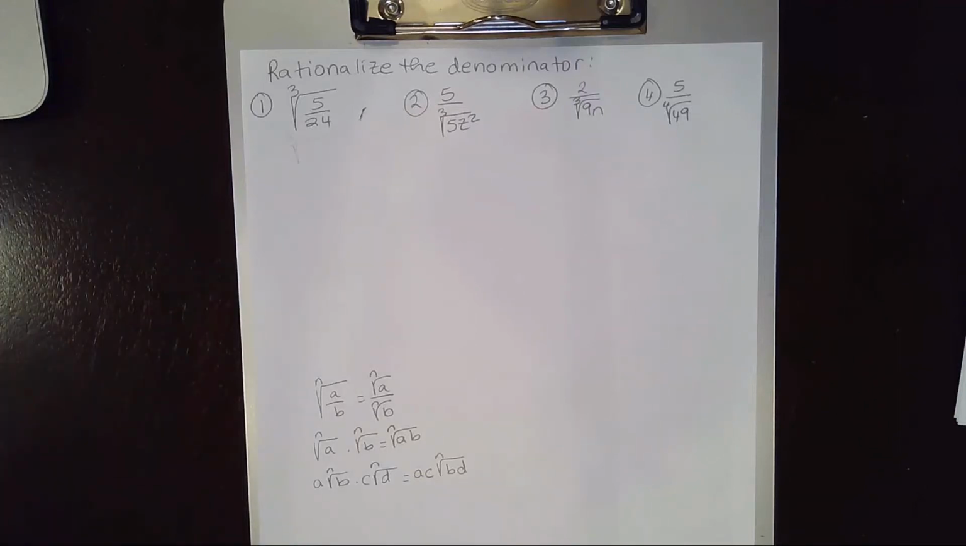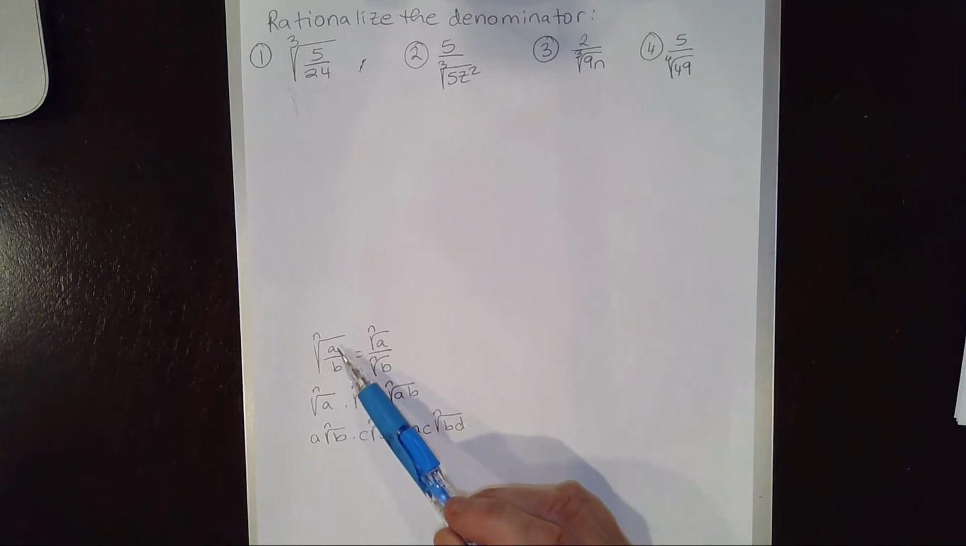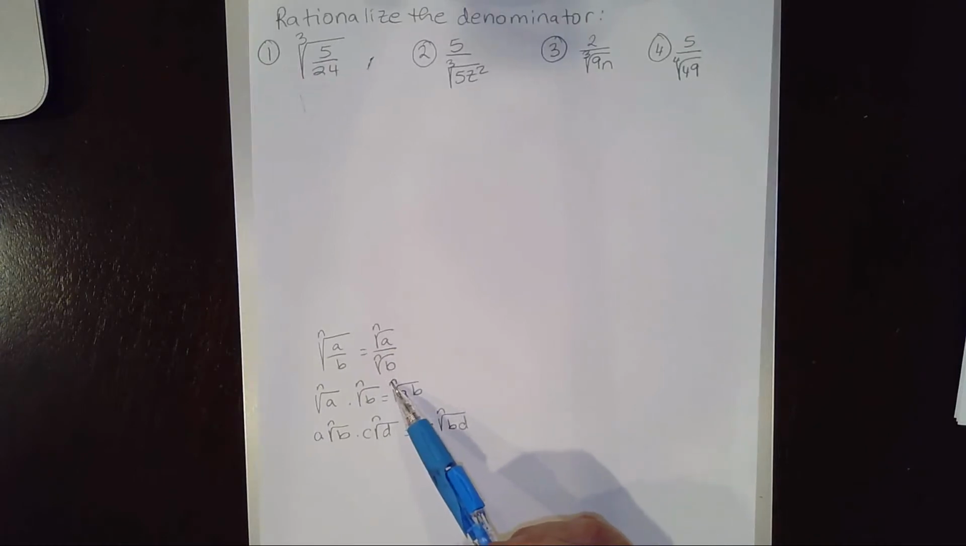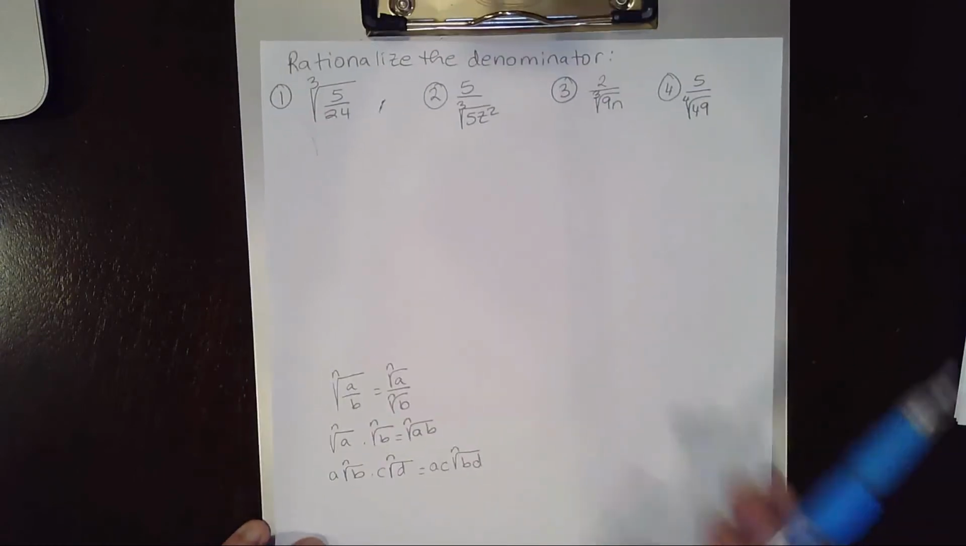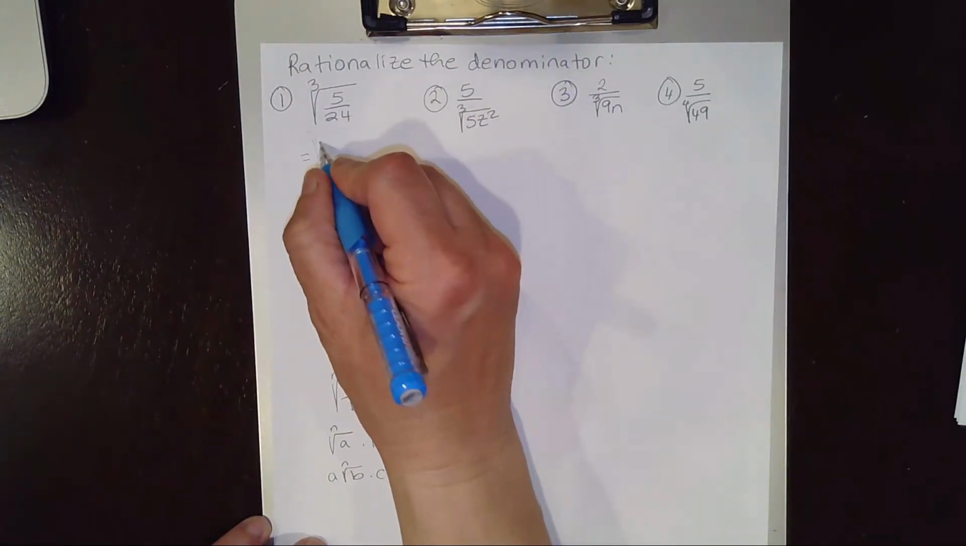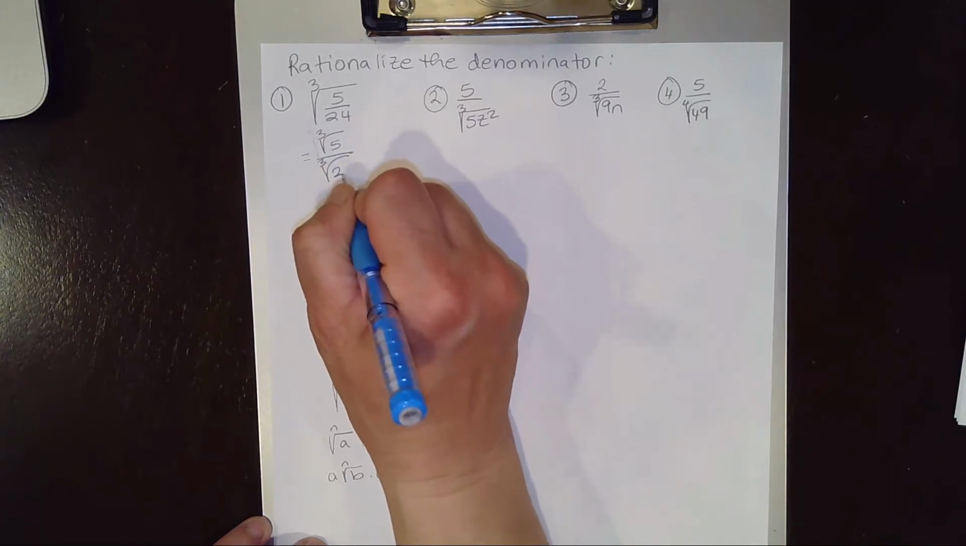So we are asked to rationalize the denominator. We have cube root of 5 divided by 24. This is the first problem. Now if you recall from class, the nth root of a over b is equal to the nth root of a divided by the nth root of b. So we can do the same thing here in our first example. You have cube root of 5 divided by cube root of 24.